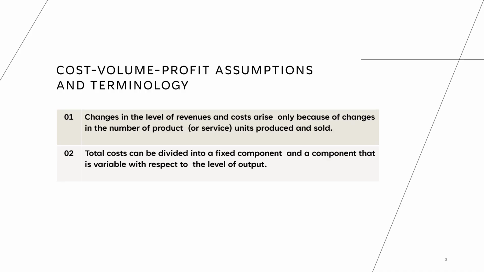Okay, in terms of the CVP, the first CVP assumption and terminology: changes in the level of revenue and costs arise only because of changes in the number of product or service units produced and sold. So when we talk about changes in revenue, this refers to any shift or adjustment in the income generated by selling products or services. So revenue can go up or down depending on various factors.